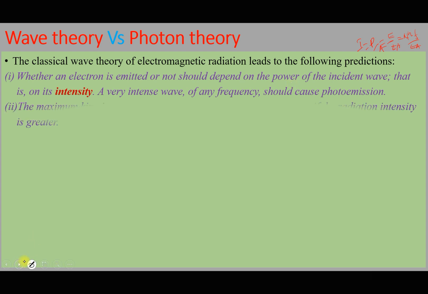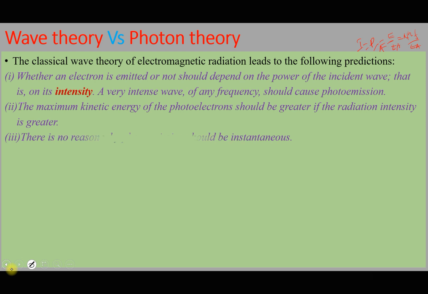And if that is true, then the wave theory is also predicting that the maximum kinetic energy of photoelectrons should be greater if the radiation intensity is greater. That if we increase the intensity of the incident radiation, that is, if we increase the wave power, then the maximum kinetic energy of electrons should be greater. And it also tells us there is no reason why photoelectric emission should be instantaneous. But yet, experiments show that whenever photoelectric emission occurs, it occurs instantaneously.